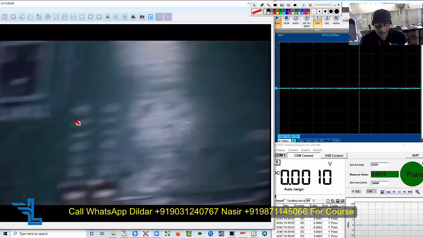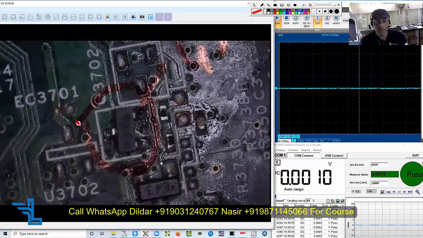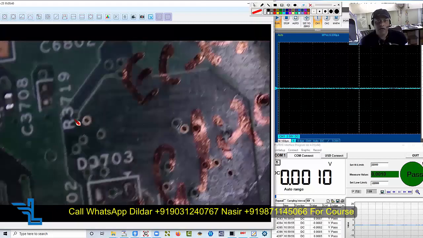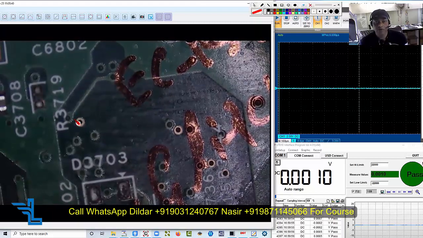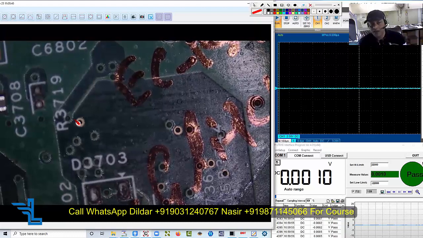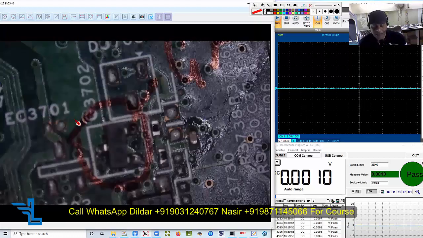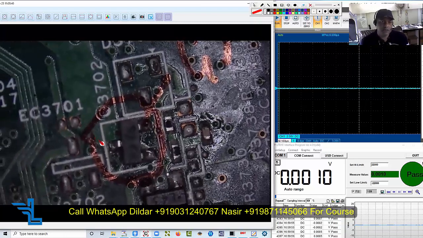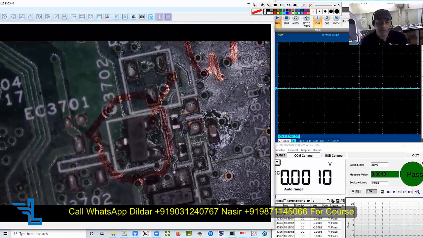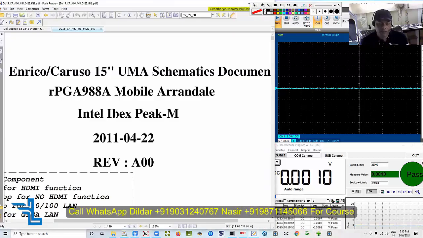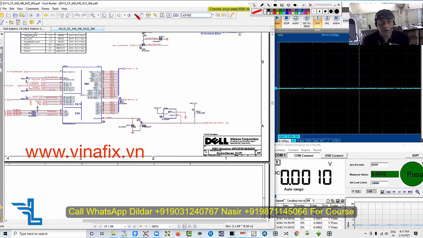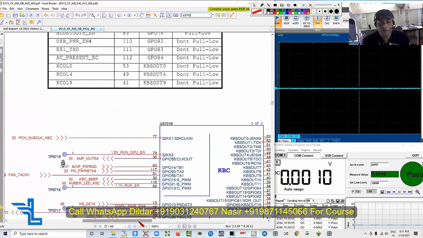Now you can see this area where I have worked. While I was turning it on, this particular EC reset was having a glitch. So I removed the glitch from this EC reset pin after changing this NPN transistor. I will show you in the diagram. If you write Q3702, Q3702, here was the problem.